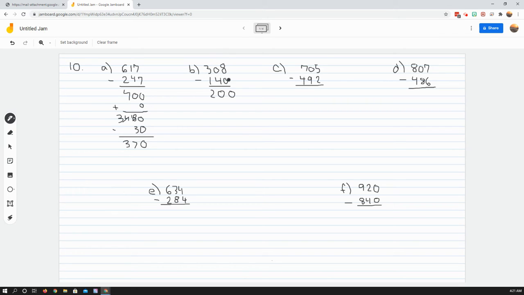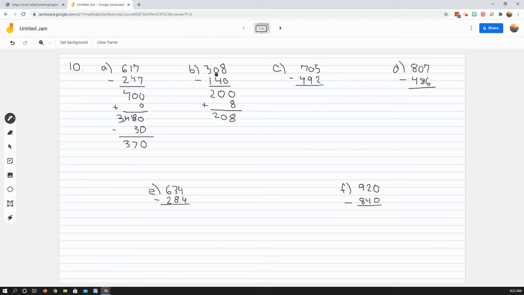So let's go to my ones place. I have 8, and I don't have to take away anything. So I'm just going to write that 8 below, and I'm going to add. And so far, I have 208. That's what I have so far. And now I'm going to go back to my tens place.